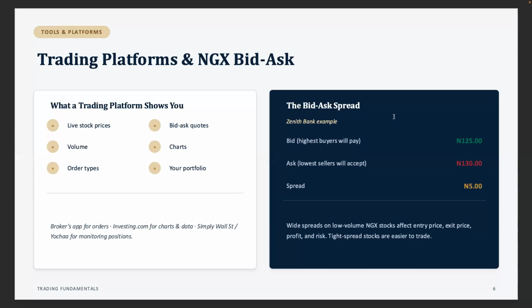And let me explain what we mean by spread. Spread is just the difference between bid and ask. So bid is what buyers want to buy at. Ask is what sellers want to sell at. Sometimes we call it offer. And so the difference between what the buyers are bidding and what the sellers are asking for is what we call spread. And spread is like your profit anyway.